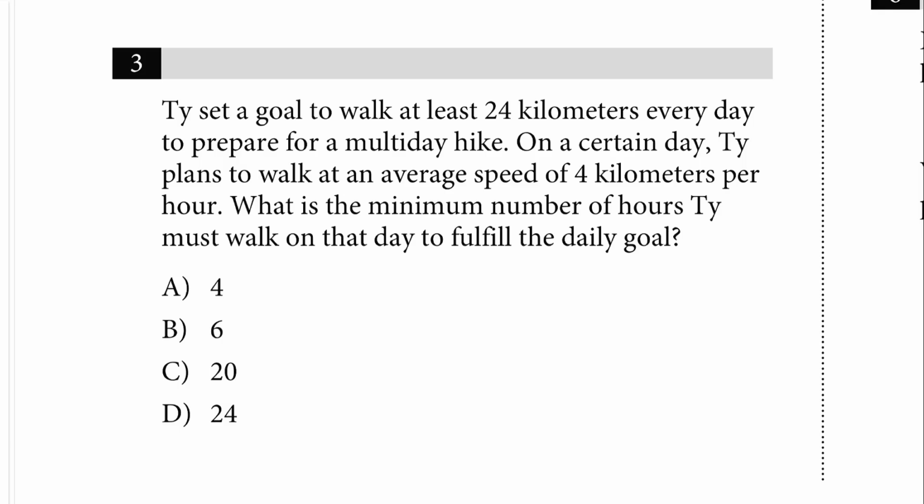Ty set a goal to walk at least 24 kilometers every day to prepare for a multi-day hike. On a certain day, Ty plans to walk at an average speed of 4 kilometers per hour. What is the minimum number of hours Ty must walk on that day to fulfill the daily goal? Well, this is going to be 24, and every hour he walks 4, which means that he needs to walk for at least 6 hours.